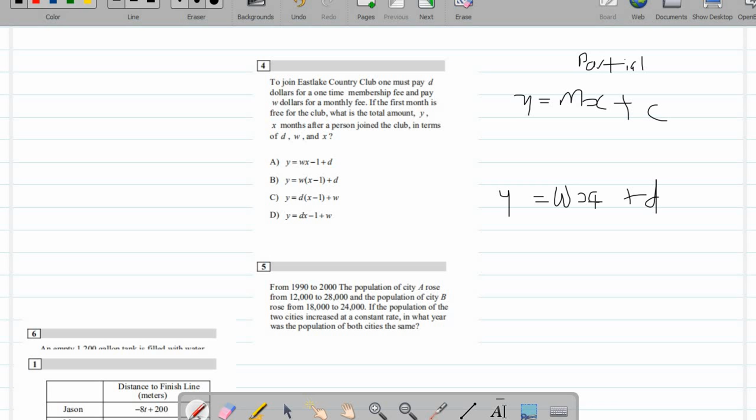So how else can we write this WX plus D? Let's see which of them would conform to this. So let's expand this. We have WX minus 1 plus D. That doesn't even look like it. But if you have this, Y equal to WX minus W plus D, that doesn't also fly.